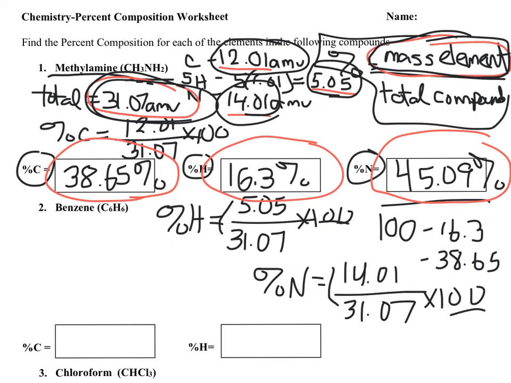But hopefully this was a good example problem for you that helped you out. Should be pretty straightforward. As long as you can find the masses and divide by the total compound's mass, you should be able to find it.